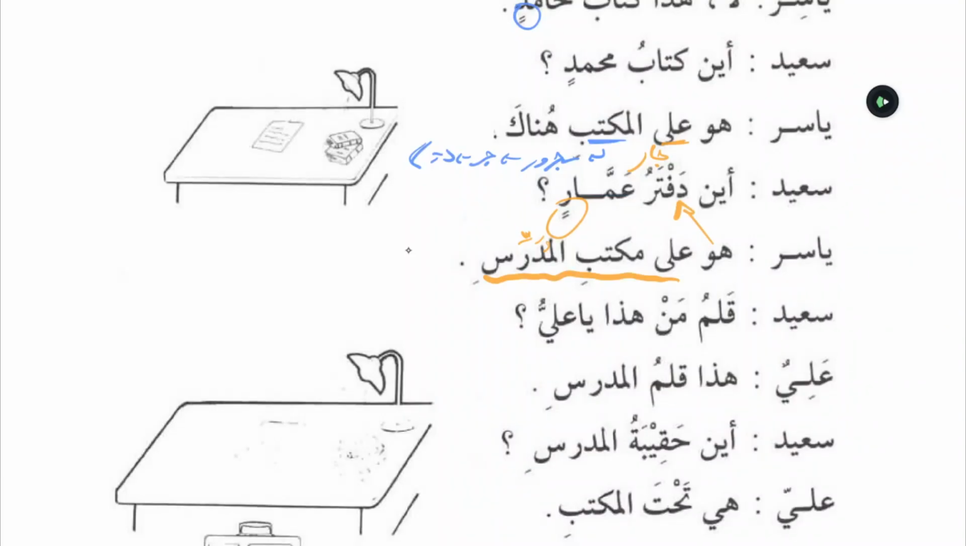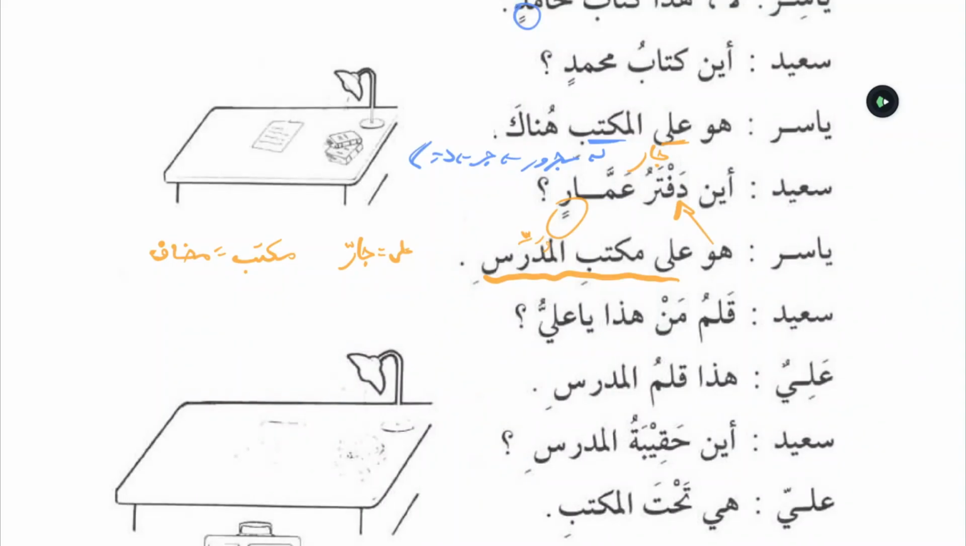على, we've taught you previously, is a jar. مكتب, that word over there, is the مضاف to the upcoming المدرس. Why? Because the rules of مضاف مضاف إليه are applicable. مكتب, desk of the teacher. The desk belongs to the teacher. So مكتب is مضاف. المدرس is مضاف إليه.